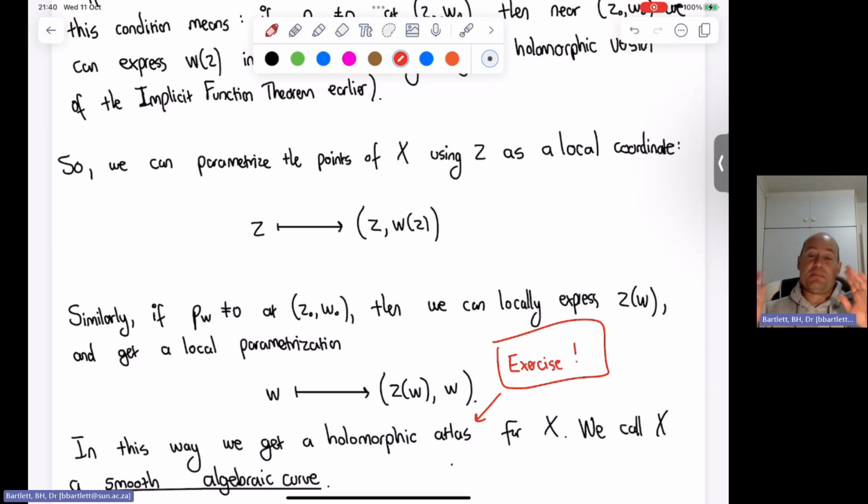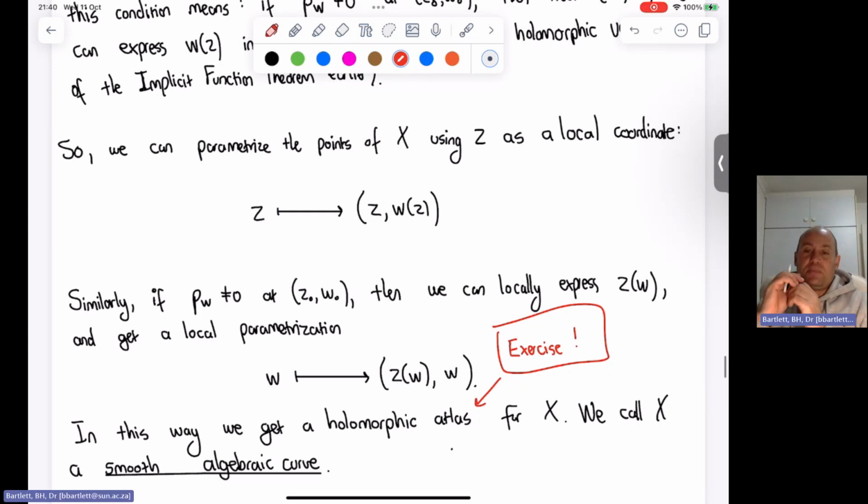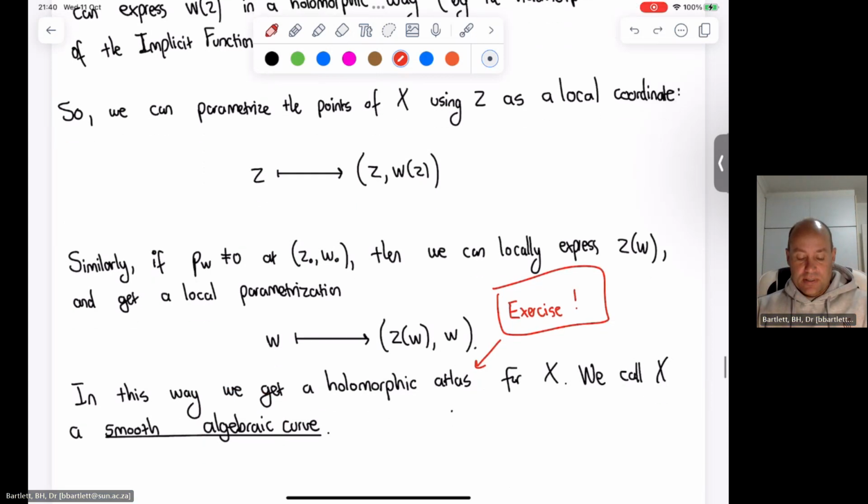Okay, so you have to compute the transition functions here. So this is called a smooth algebraic curve. It's algebraic because it's given as a zero set of a polynomial, not the zero set of some transcendental function. All right.